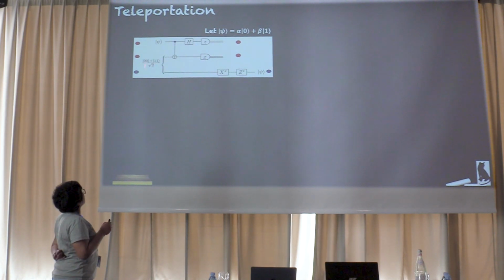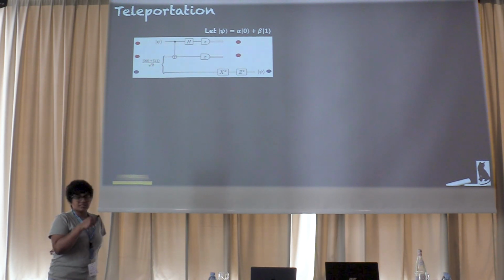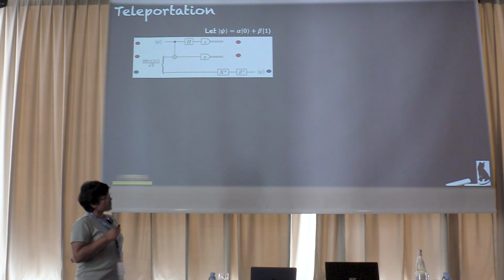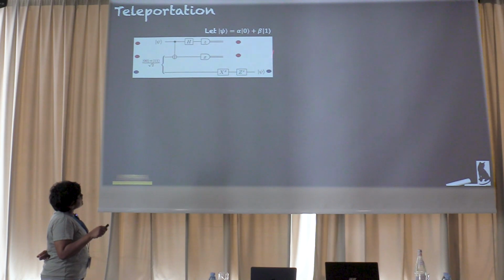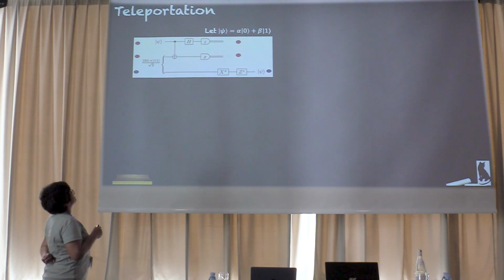It only has part of the state, right? It has the second qubit from the EPR pair. Yeah, this entangled state is called the EPR state, okay? Now, by the end of the protocol, Bob will have psi. That's the claim, okay?